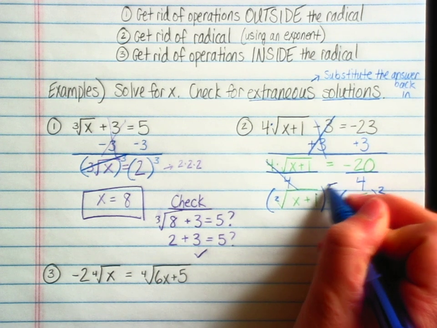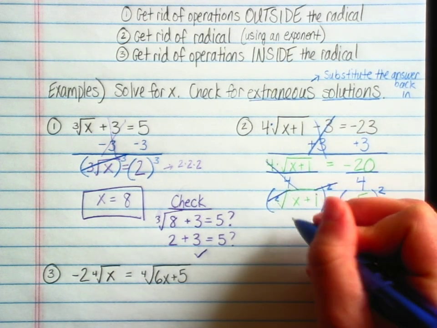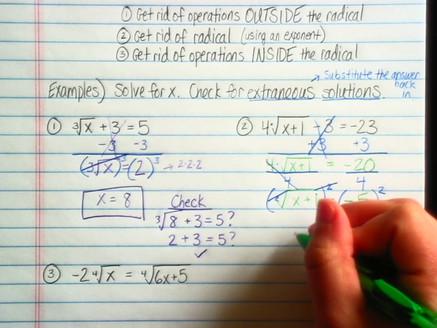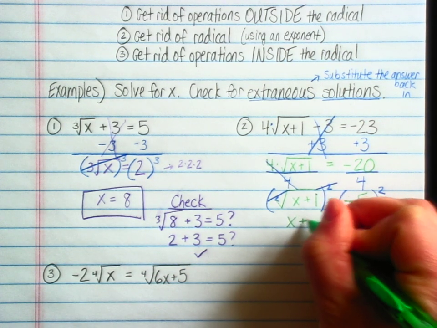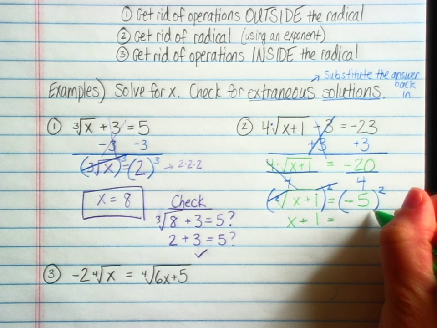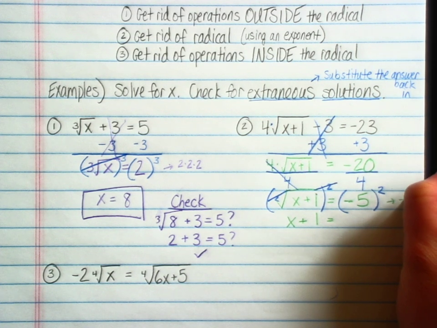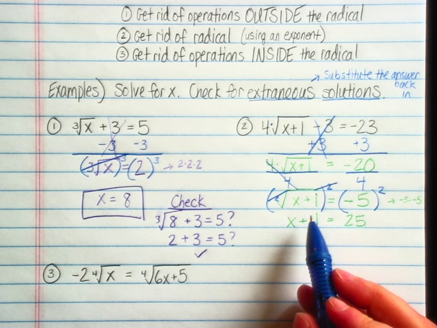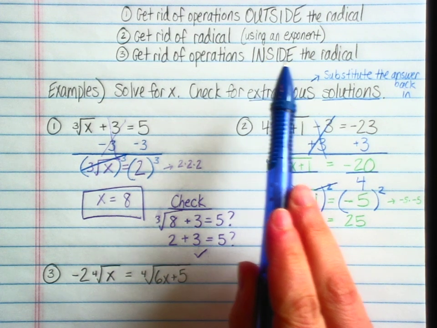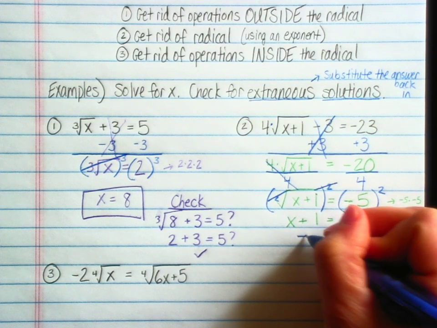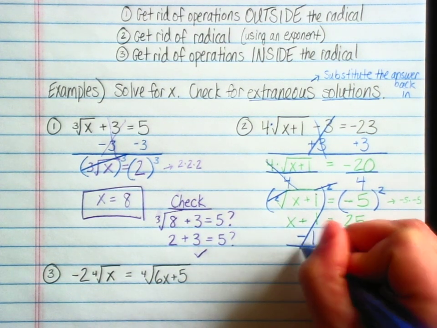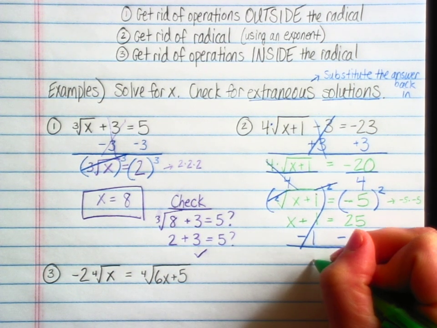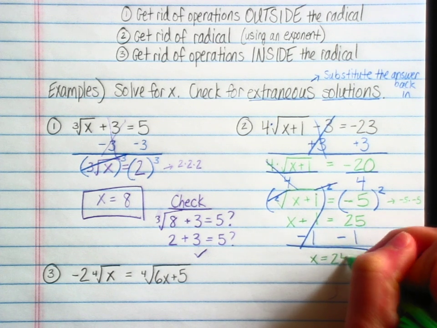Alright. So over here, square root and square exponent get rid of each other. So I'm just left with x plus 1. And on the other side, negative 5 squared, remember that's like doing negative 5 times negative 5. And a negative times a negative is a positive, so that would be positive 25. And all I have to do to finish solving is get rid of this plus 1. That's the part that's inside the radical, right? We always save it for last. So minus 1 on both sides. And I'll end up with my answer of x equals 24.